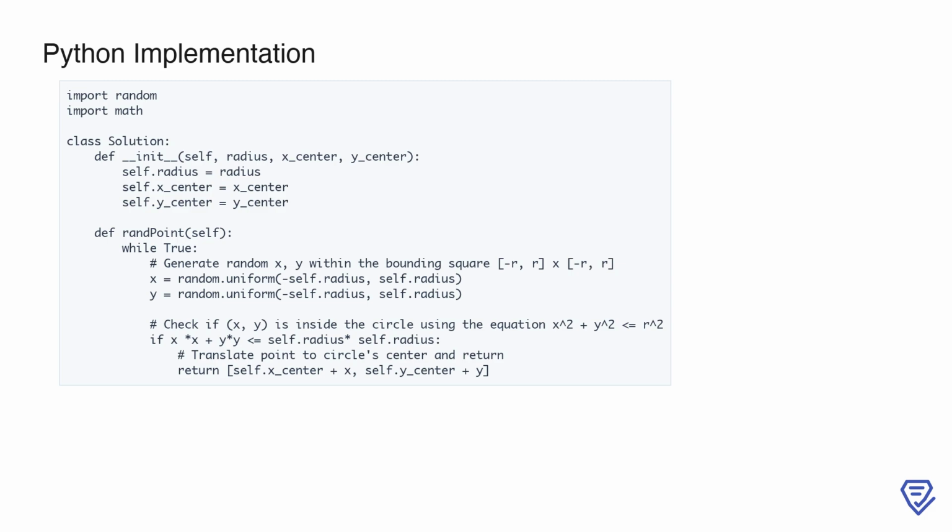Moving on to the main method, randPoint, this function is designed to generate a random point within the circle. It continuously attempts to randomly generate x and y offsets within the square that bounds the circle, where both offsets are chosen from the range negative radius to radius.